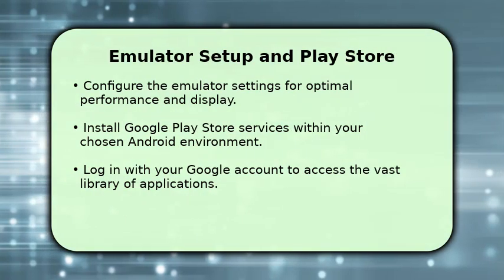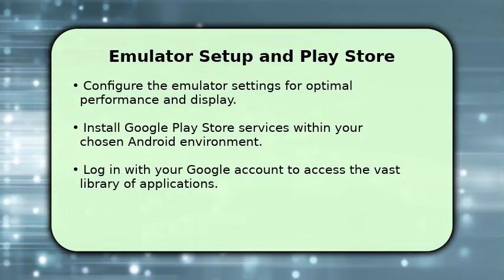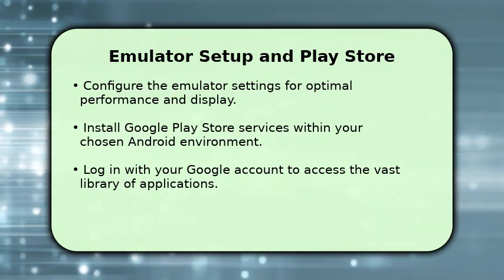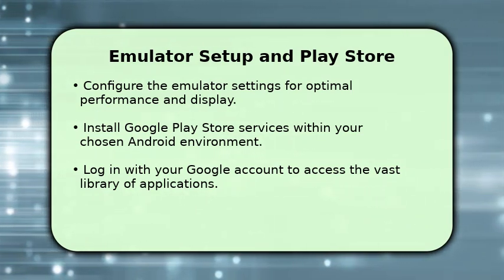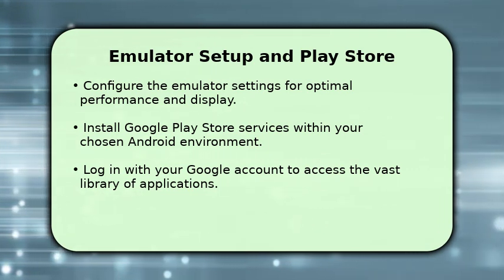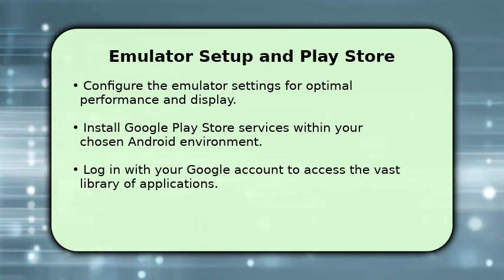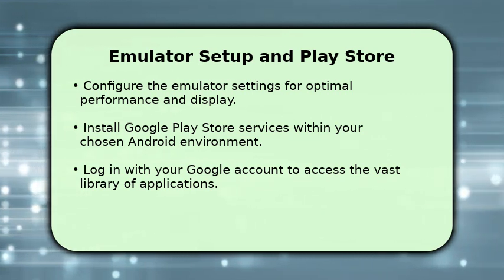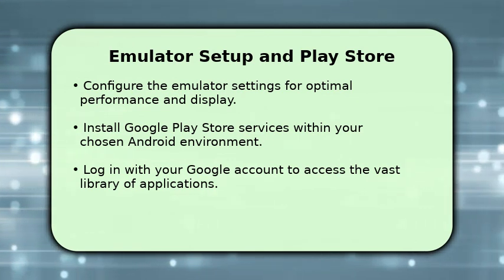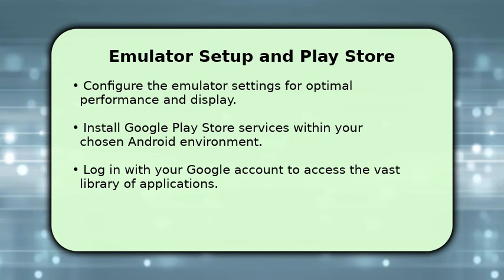Once your emulator is installed, the next step is to set it up correctly. You'll want to configure settings like resolution and allocated memory for the best performance. Then, it's essential to install Google Play Store services inside the emulator. This allows you to access the official App Store. After installation, simply log in with your existing Google account to unlock all its features.